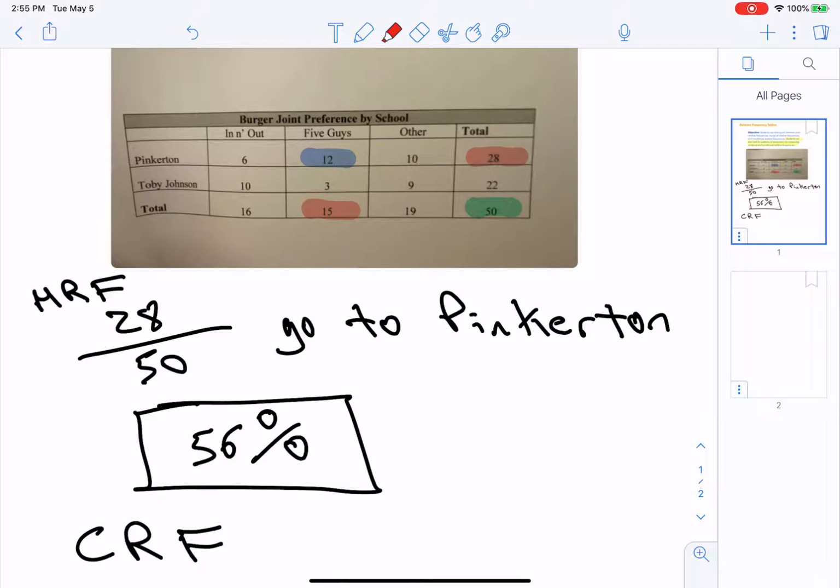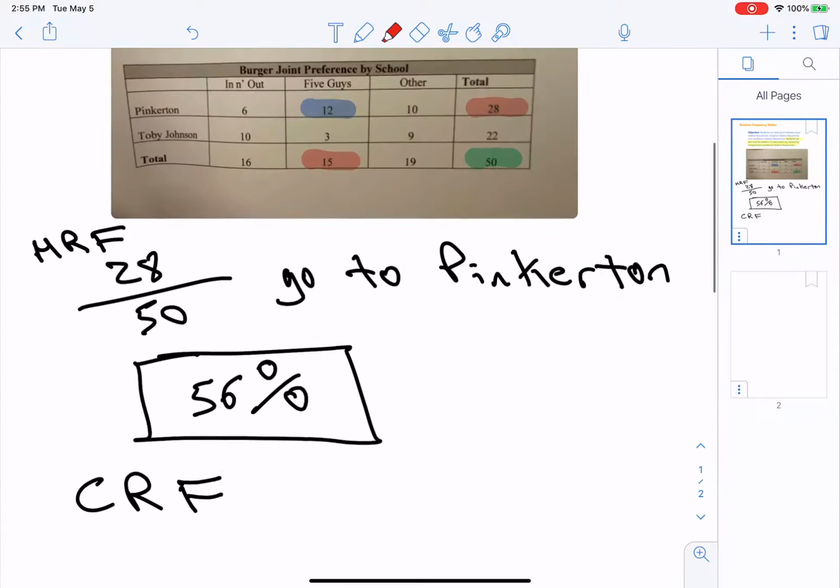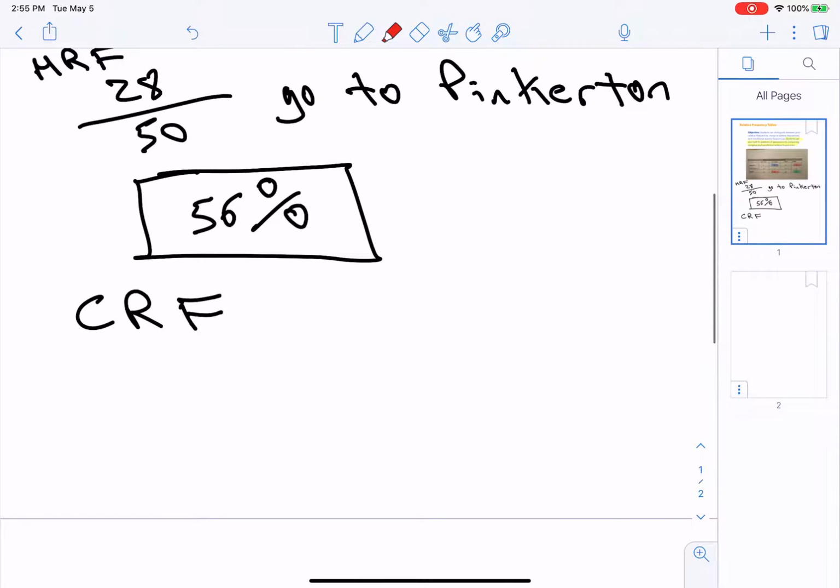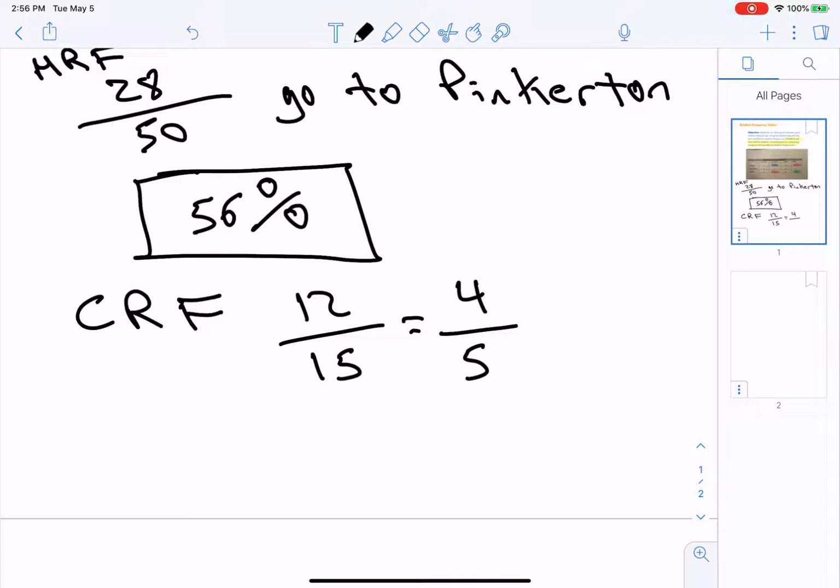Okay, so that's going to be 12 out of 15. We may have done that in the last video. I think we did. 12 out of 15. Well, we know that 4 times 3 is 12, and 5 times 3 is 15, so that's 4/5, and that's 80%.